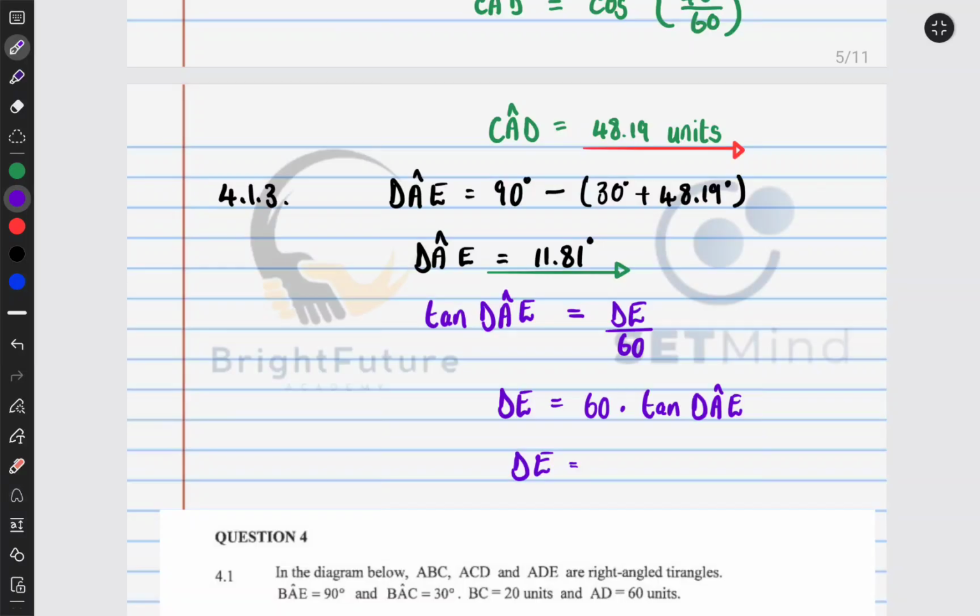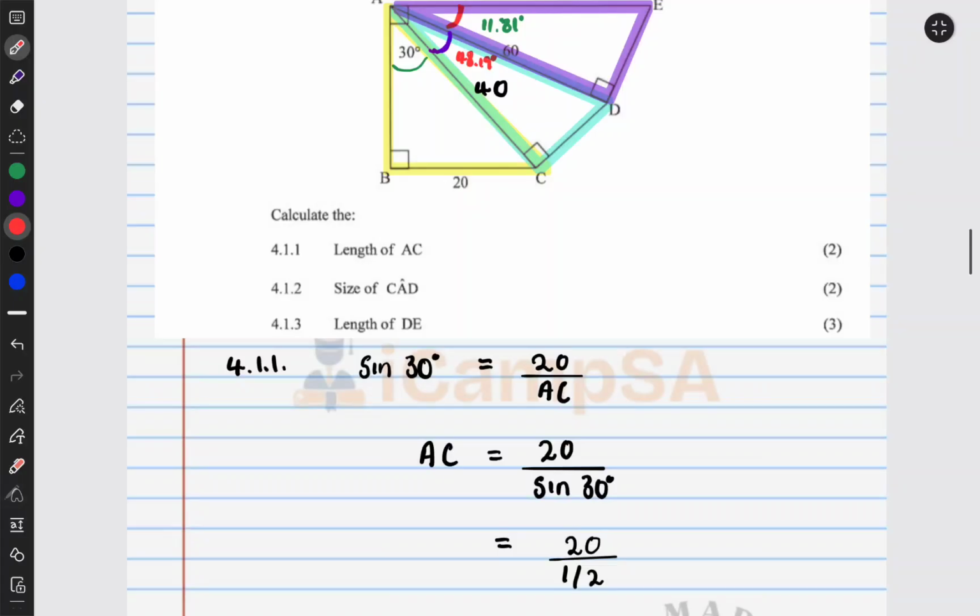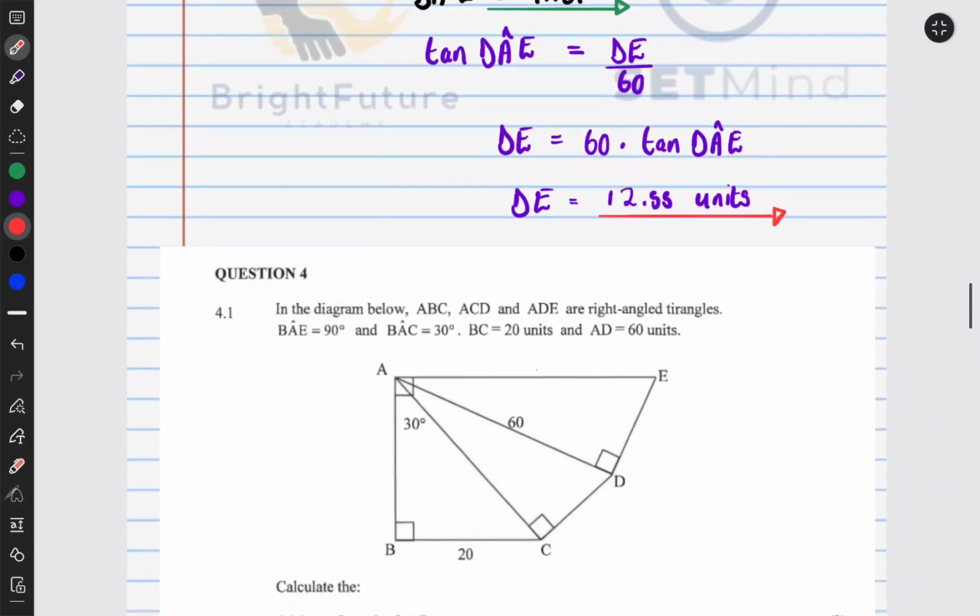Therefore DE is equal to 60 tan of DAE, which is 11.81 degrees. Therefore we're going to have 12.55 units, and that is the length of DE, 12.55 units. Okay, that is how you go about answering that question.